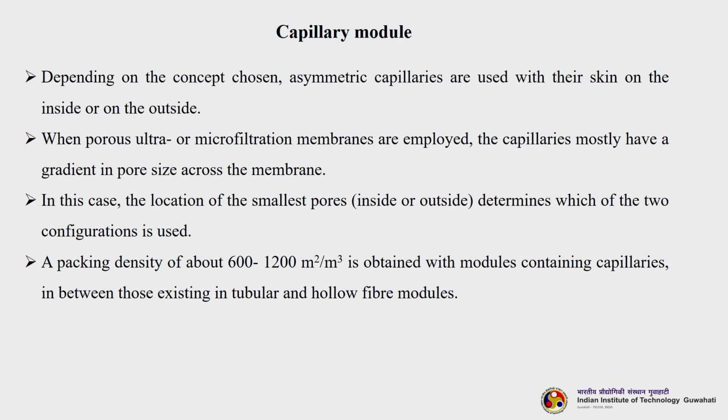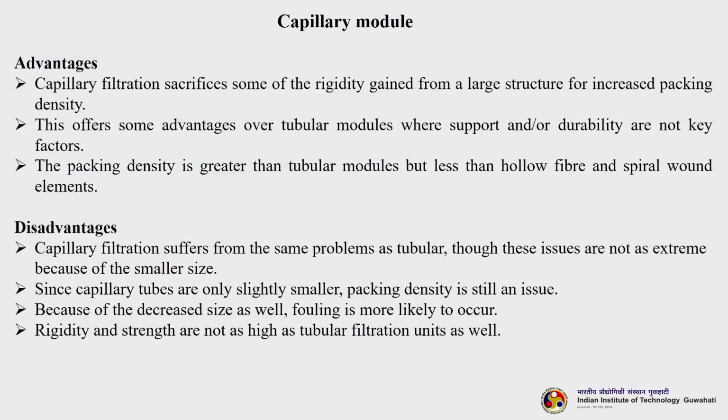Usually a packing density of about 600 to 1200 square meter per cubic meter is obtained with modules containing capillaries, in between the existing tubular and hollow fiber. Basically, in these systems the packing density is higher than the other ones, because since they are self supporting, they do not need any support, hence we can pack more and more capillaries inside a particular tube or module, so that we get more packing density as well as increased overall membrane area.